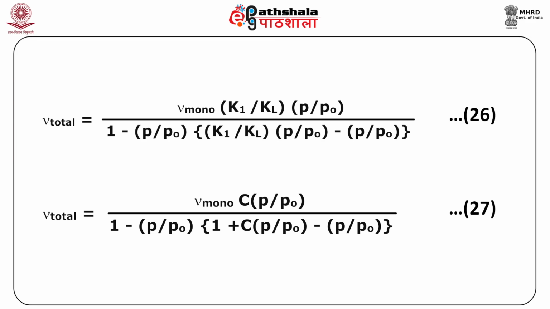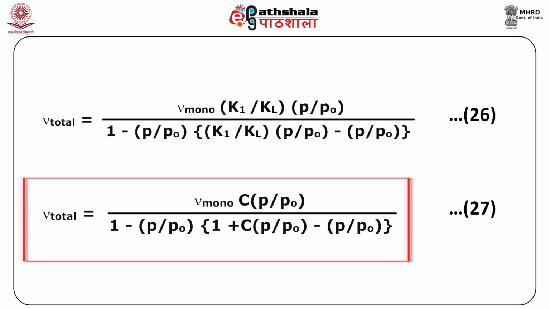The ratio of K1 by KL is designated as constant C. Therefore, we get equation 27 as V total equals V mono into C into P by P naught divided by 1 minus P by P naught into 1 plus C P by P naught minus P by P naught. Equation 27 is the required BET equation for multilayer adsorption of gas molecules on the adsorbent surface.